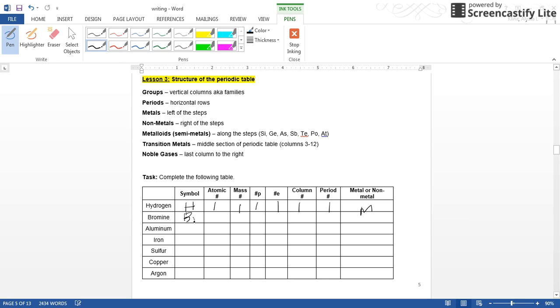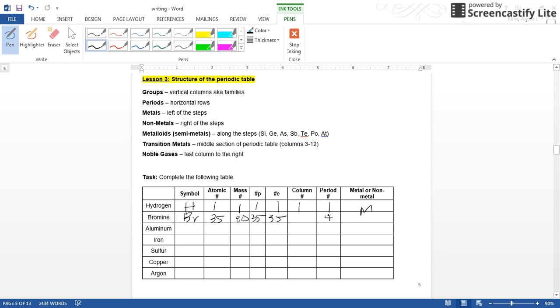Bromine's symbol is Br. It is down beneath fluorine, then chlorine down there. The atomic number for bromine is 35. Once again, as soon as you know that, 35 protons, 35 electrons. The mass number for bromine, when we round, is about 80. The column number and the period number for bromine, well, it's definitely in the 4th period.